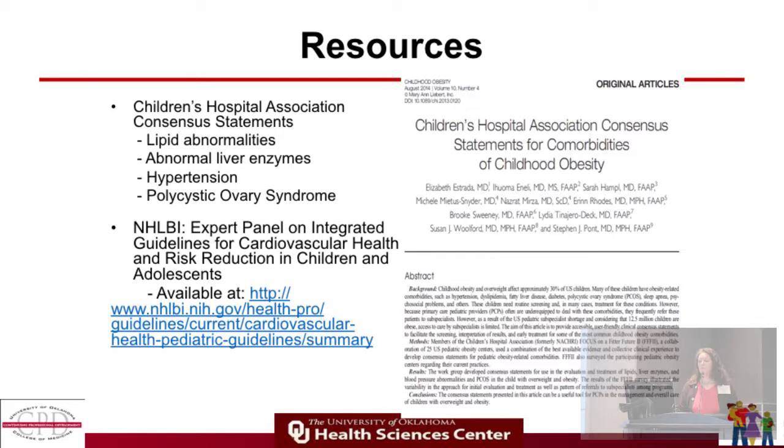So here are the resources I mentioned, the Children's Hospital Association consensus statements. It covers the lipid abnormalities, abnormal liver enzymes, hypertension, and polycystic ovarian syndrome, and it gives algorithms for both diagnosis and management. And that came out a year or 2 ago. And then the NHLBI expert panel on integrated guidelines for cardiovascular health and risk reduction. So that's the NHLBI website. There's also a supplement in Pediatrics for it that's in my references.